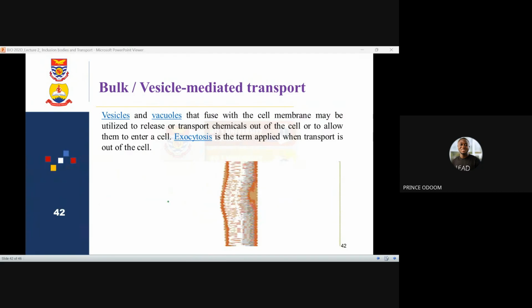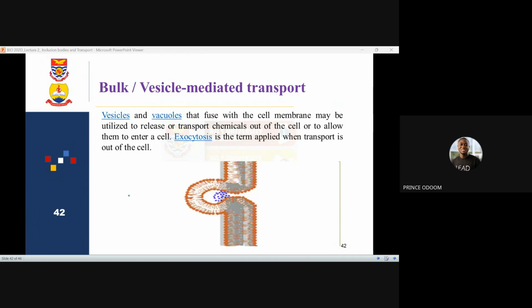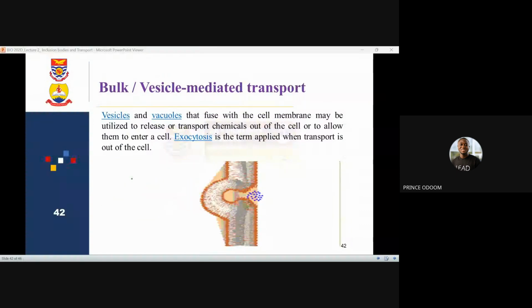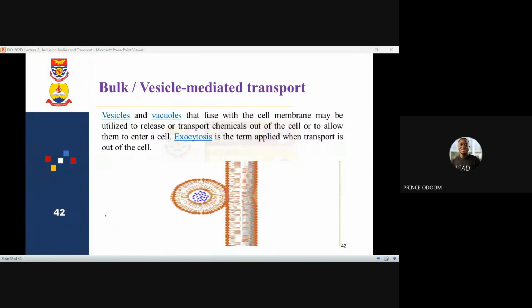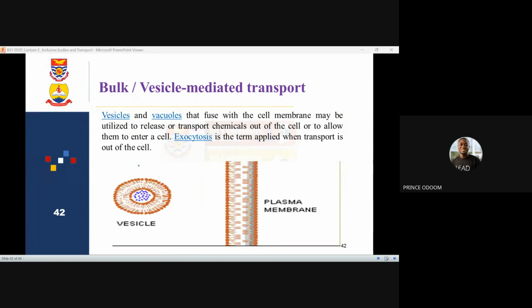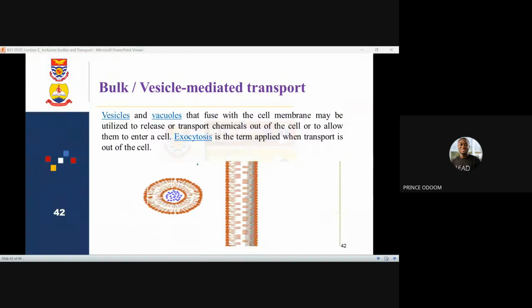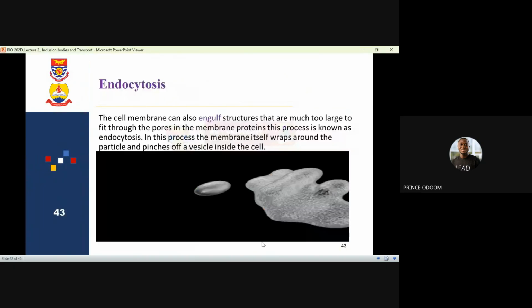Before the molecules will move, the molecules will first be covered in the vesicle. Then the vesicle will attach itself to the membrane before the membrane will finally release. And when this is happening inside, it is endocytosis. When it is moving out of the cell, it is what? Exocytosis. So exocytosis is the term applied when the transport is out of the cell. If it is endocytosis, it is when it's what? Inside the cell.